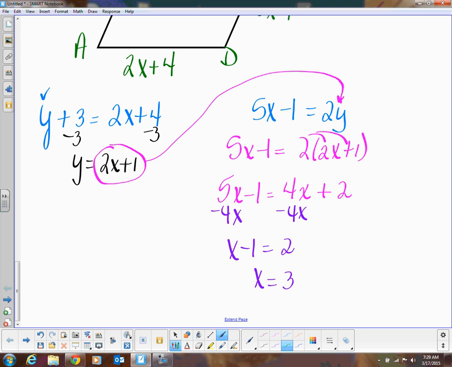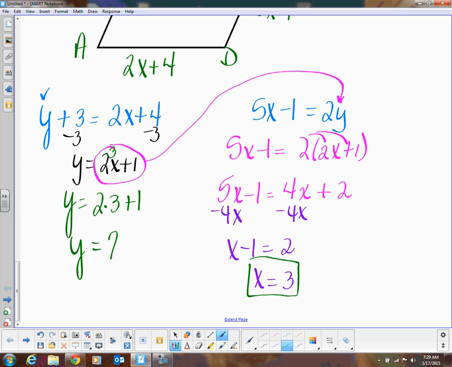Becky, how do we find y? So y is going to equal 2 times 3 plus 1, or 7. Next question.